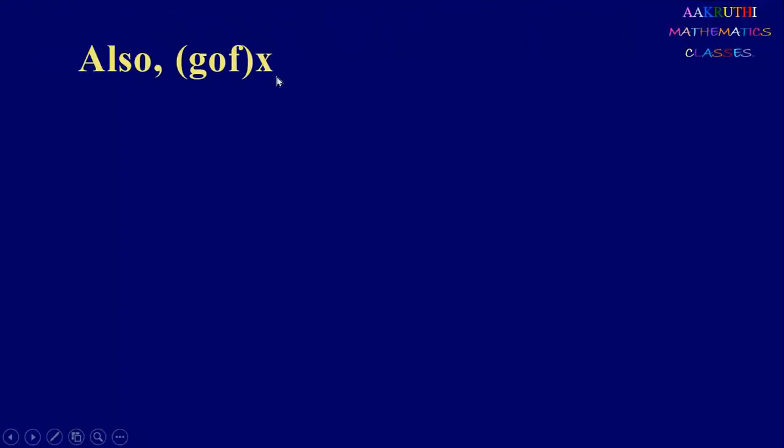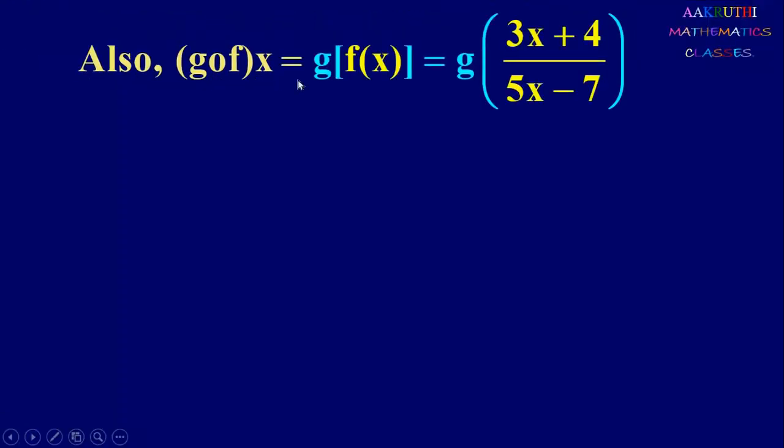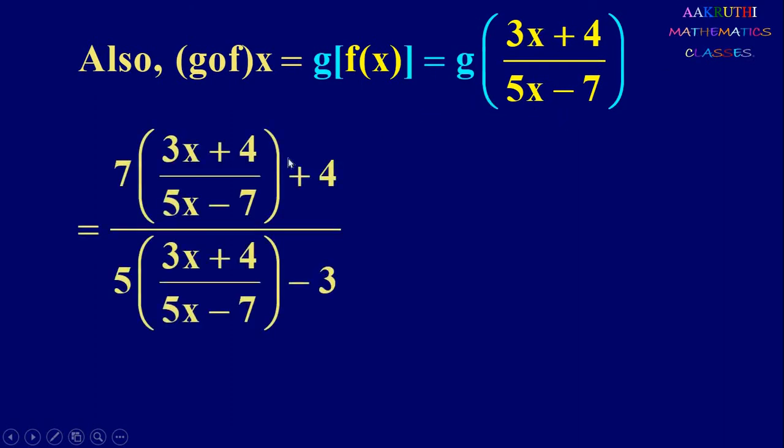So next we find g composite f of x. So it is g of f of x. So g composite f of x is g of f of x. Now here it is given f of x is 3x plus 4 divided by 5x minus 7, and it is of the form g of x. And here it is given g of x is 7x plus 4 divided by 5x minus 3. But in place of x, you have to write 3x plus 4 divided by 5x minus 7. So we get 7 into 3x plus 4 divided by 5x minus 7 plus 4, divided by 5 into 3x plus 4 divided by 5x minus 7 minus 3.